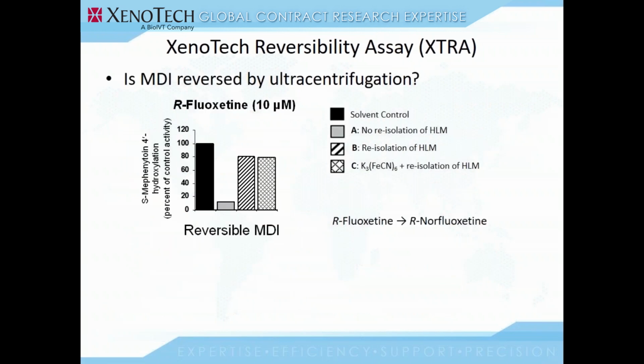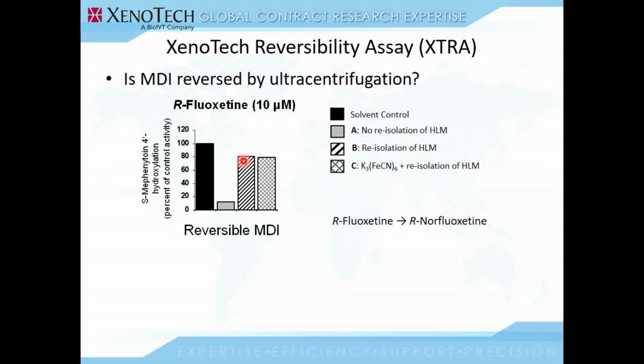For review of the upcoming XTRA results, each of the bars on the graph represents the treatment groups discussed in my previous slide. In this case, the no re-isolation samples in Group A represent inhibition observed in the IC50 assay. So you can see from the solvent control where the inhibition has occurred. These data were generated upon incubation with the known CYP2C19 reversible metabolism-dependent inhibitor, R-fluoxetine. As you'll see, the MDI was reversed upon centrifugation for re-isolation as the percent of control activity returned to that of the solvent control level. So here, it did have a return to solvent control level.